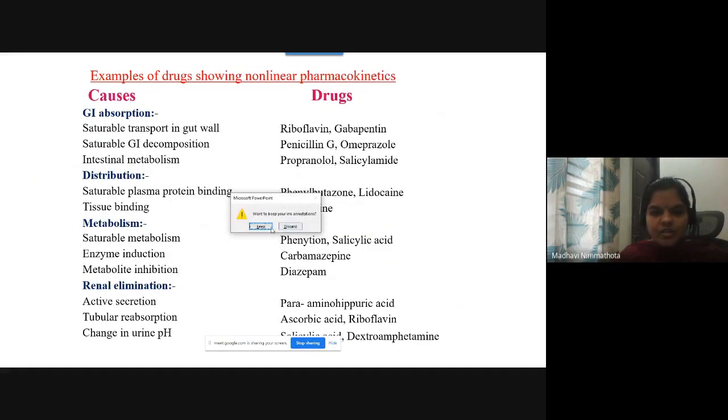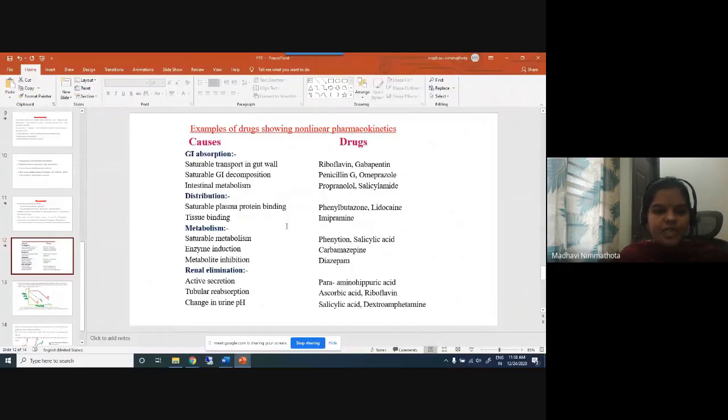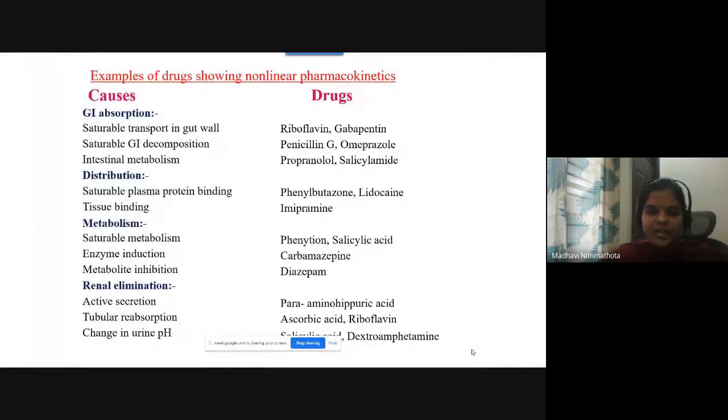These are some examples of the drugs which show the non-linearity clearly. See here, these are the causes. Either they may have GI absorption or distribution or metabolism or excretion. This is excretion, not elimination. And then these are the drugs. You just learn this table.